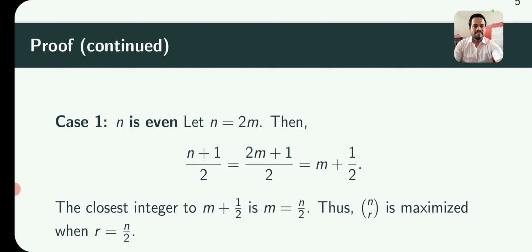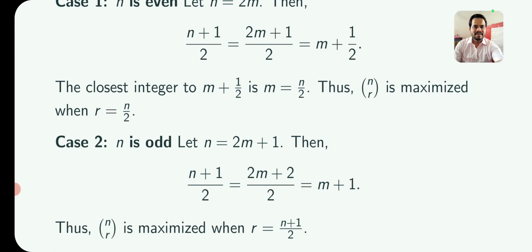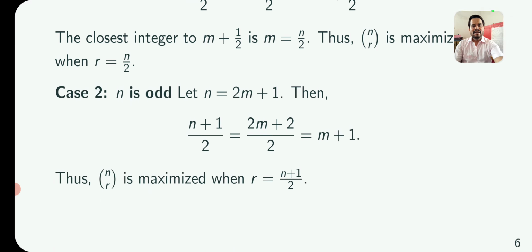Yes. So let us now see the second case. When n is odd, it means that it is 2m plus 1. So just replace it with 2m plus 1. So it is (2m plus 2) by 2, so m plus 1 is there, and hence nCR is maximized when R is equal to (n plus 1) by 2. Yes.